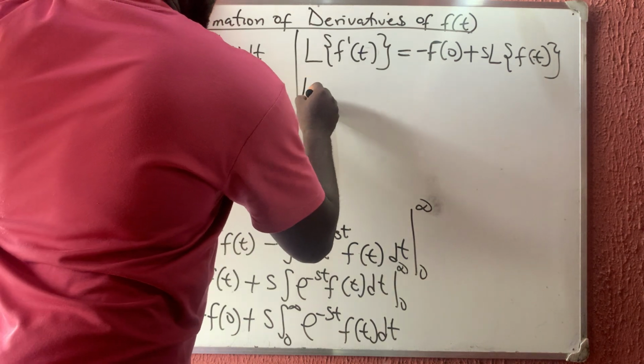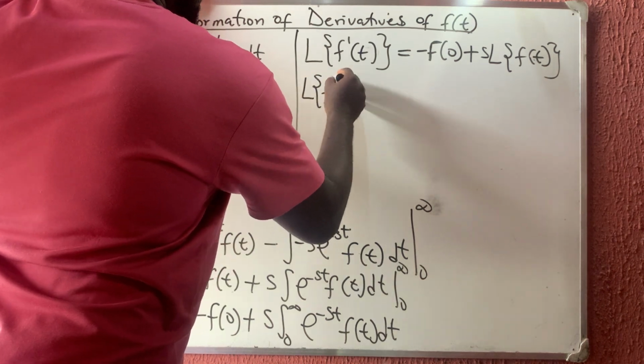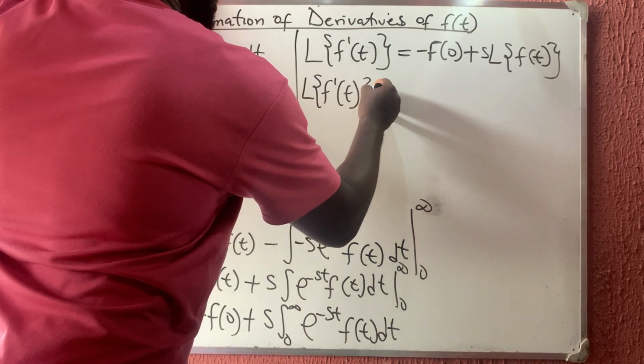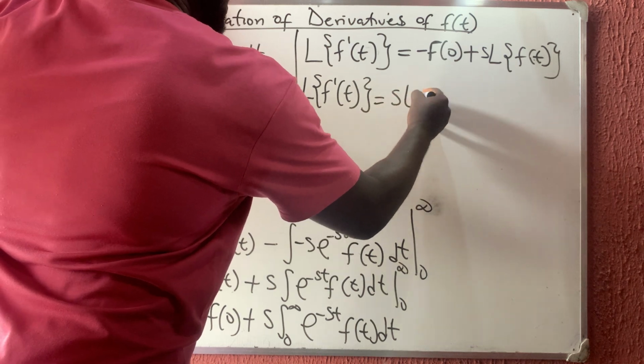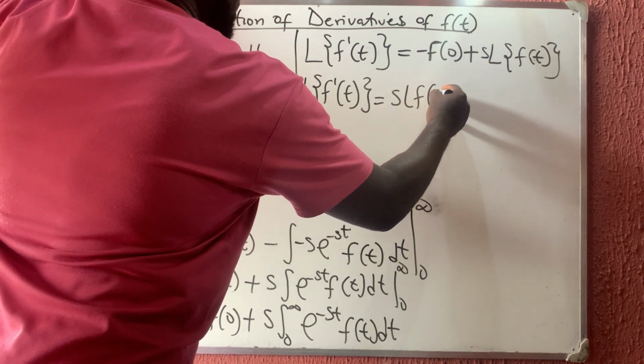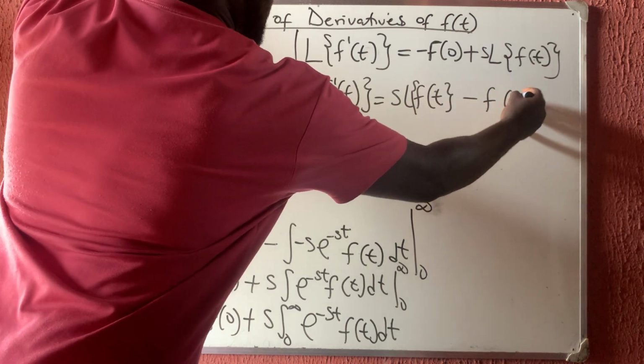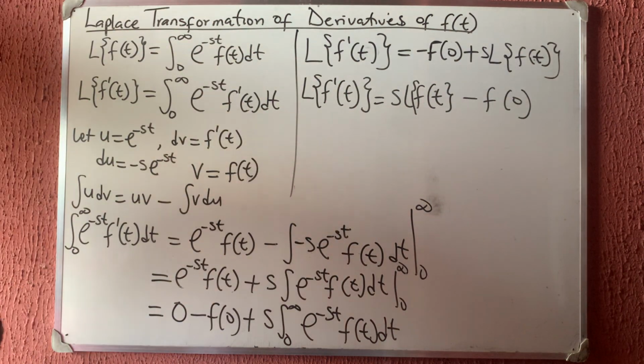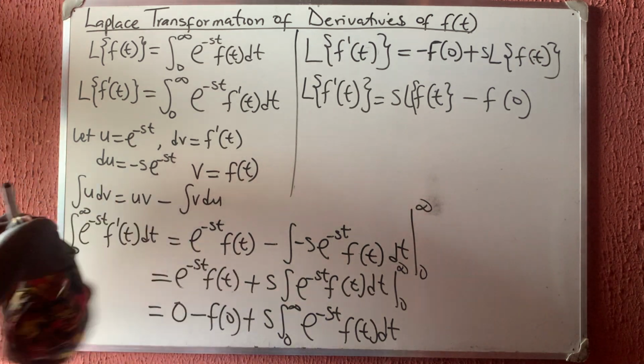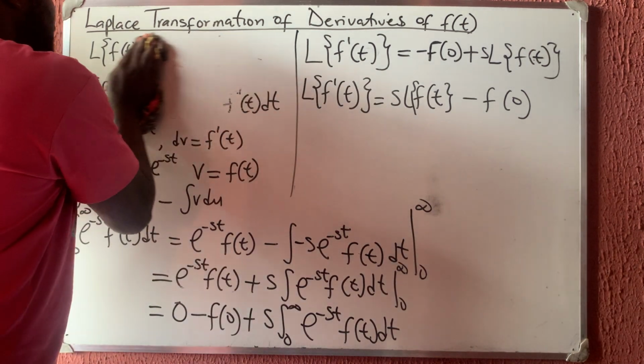So this is now the Laplace transformation of f prime of t, okay, is equal to s, the Laplace transformation of f of t, then minus f of 0. So that is that for that. Okay. So proved. It's very simple. So now with this concept, it can help us to get other derivatives.